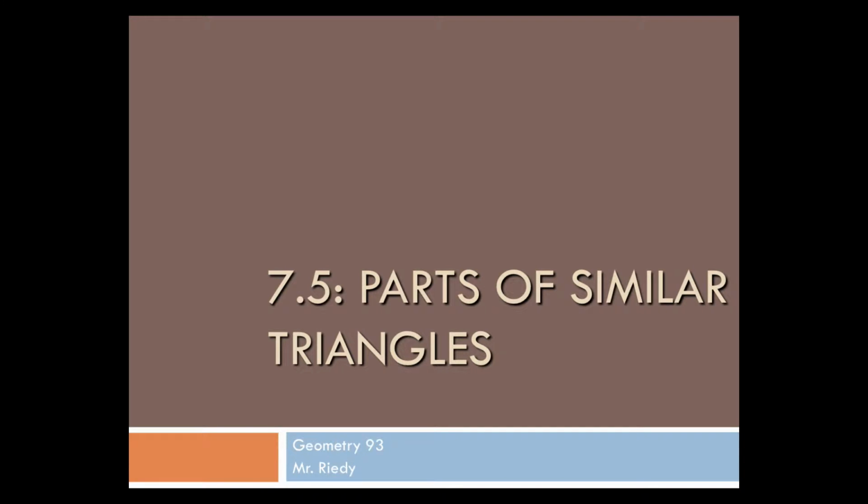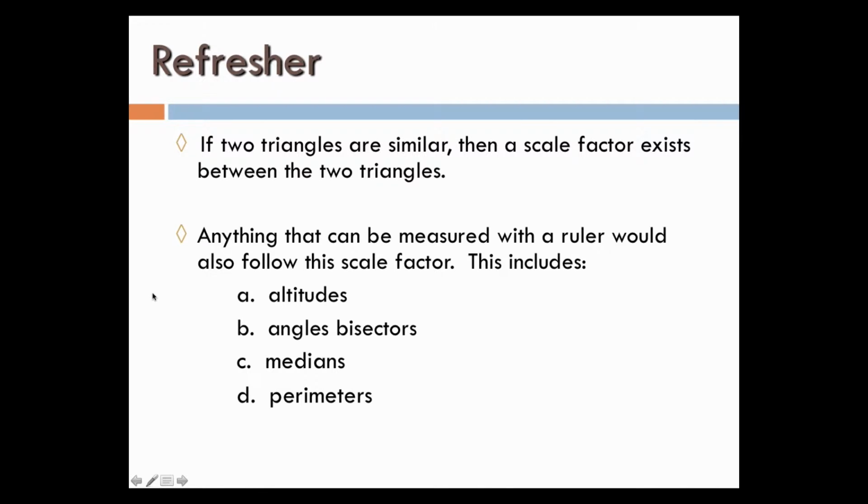Okay, so we're going to start with something we already know. Anything that can be measured with a ruler, you can apply the proportionality to. So we've worked already with perimeters, but you can also use it for medians, angle bisectors, and altitudes if you know the triangles are similar. If you don't know the triangles are similar, you can't do it.